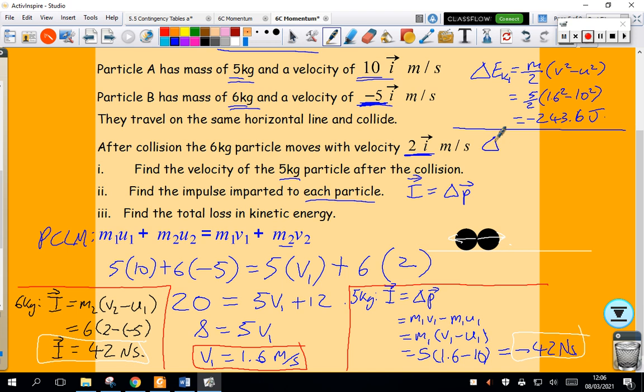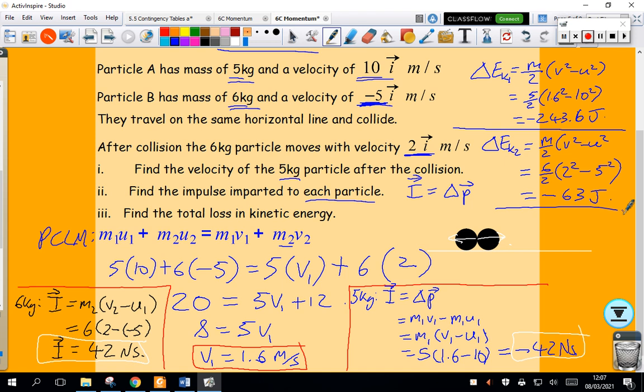If I look at the change in kinetic energy for object 2, again, using the same formula, m over 2 times v squared minus u squared. Object 2 had a mass of 6, so we're going to get 6 over 2 times its final velocity squared. In fact, we're dealing with speeds here, so it's 2 squared minus initial speed squared, which is just 5 squared. Or if you want to put in negative 5 squared, that's fine. So we're getting 3 times 4 minus 25. And again, you'll see that's also a negative. That's also a loss of 63 joules.